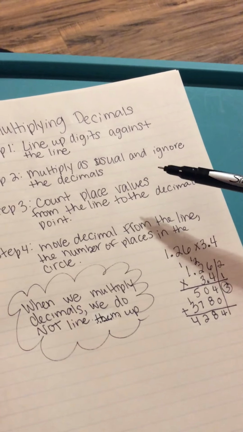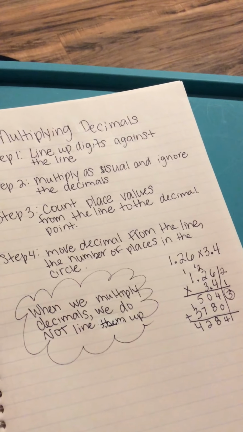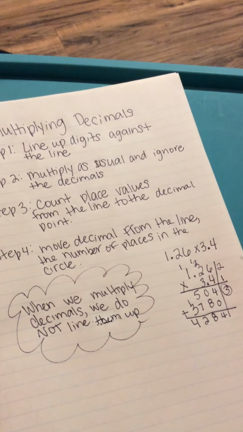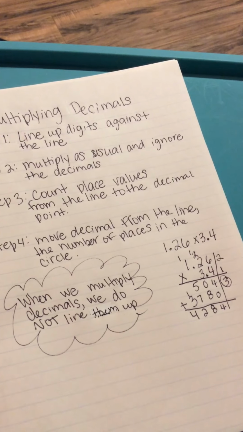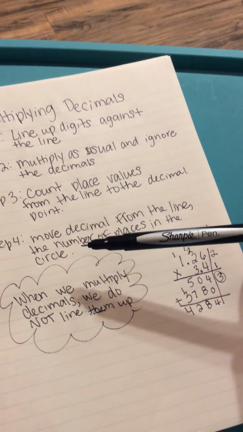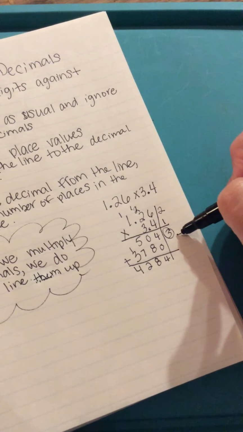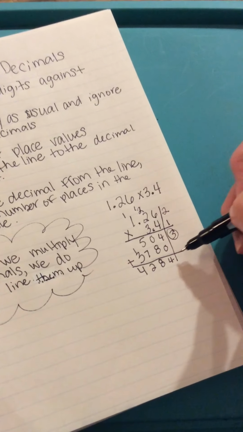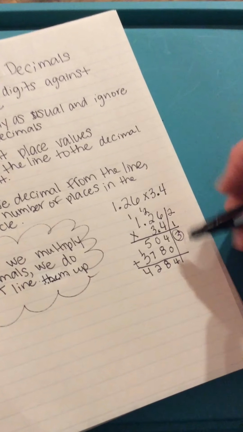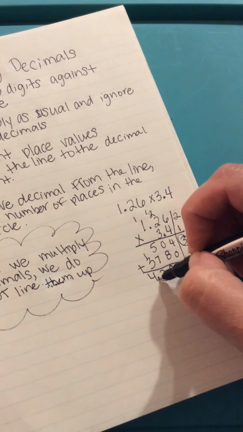Sorry, that's what step 3 was. Count the place values from the line to the decimal point. Okay. Now step 4 is move the decimal from the line the number of places in the circle. I have 3 place values in my problem, so I'm going to move my decimal 3 places in my product. Starting at the line, I'm going 1, 2, 3.